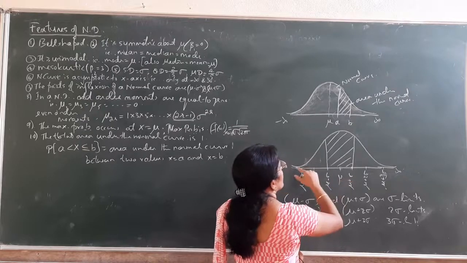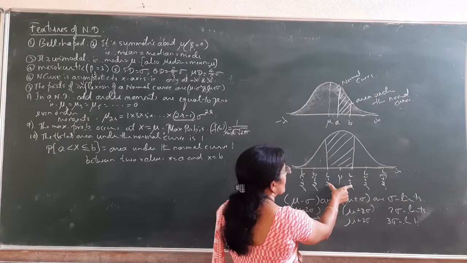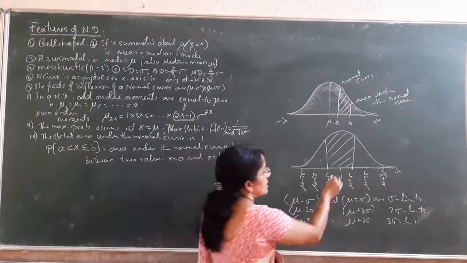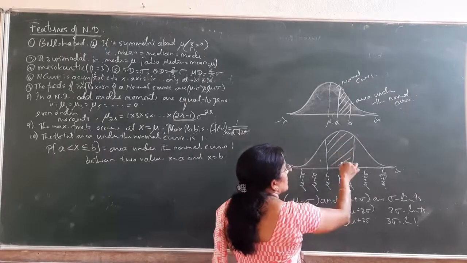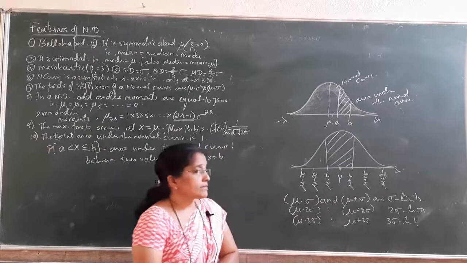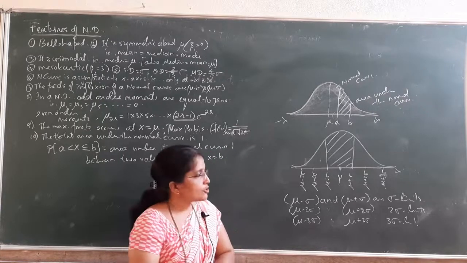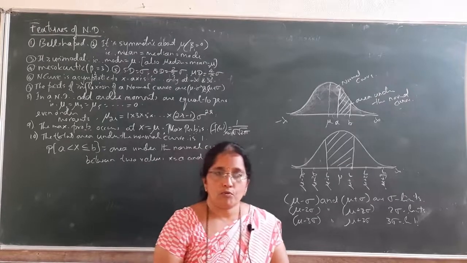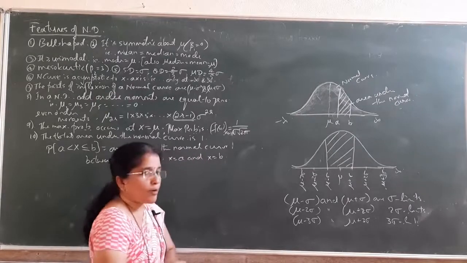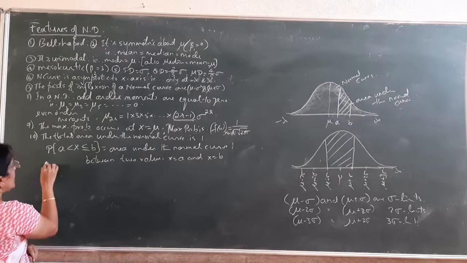It is equal to the area under the normal curve between the two values mu minus sigma and mu plus sigma. Is it clear? This probability, or this area, we can call the sigma neighborhood of mu, right? Similarly, next we can move to the next set of points. So before that, let us write that feature.